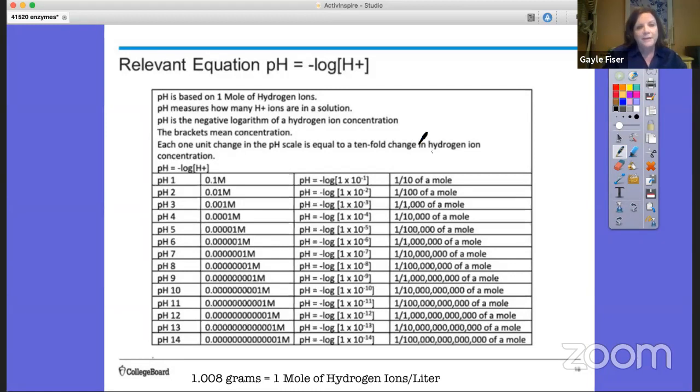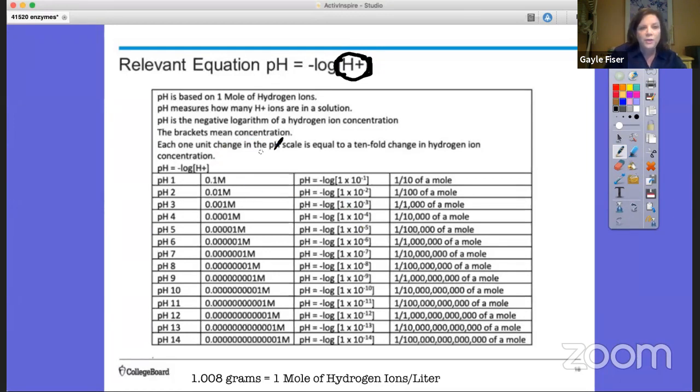So let's talk about some facts about pH. pH is based on 1 mole of hydrogen ions, and the pH measures how many hydrogen ions are in a solution. And pH is the negative logarithm of a hydrogen ion concentration. And these brackets right here mean that the concentration is in there.